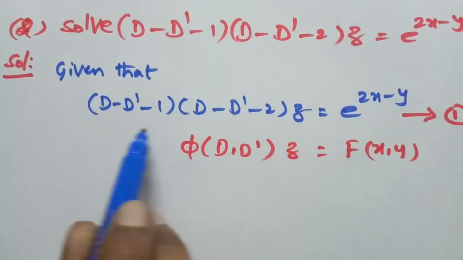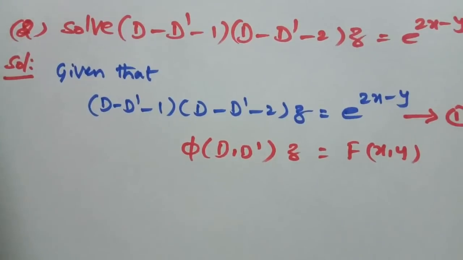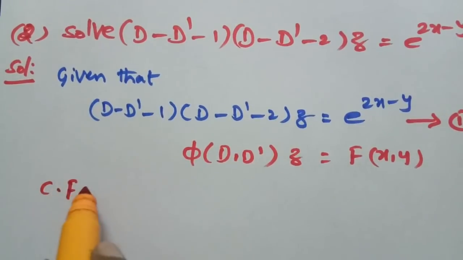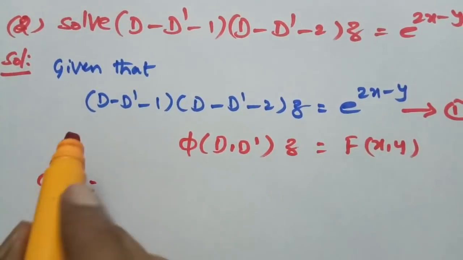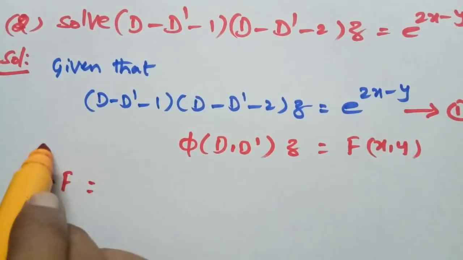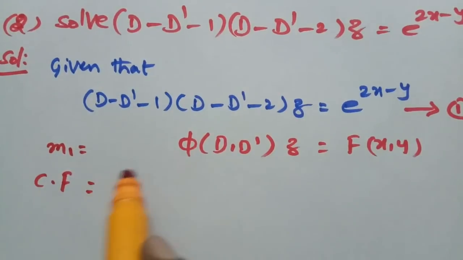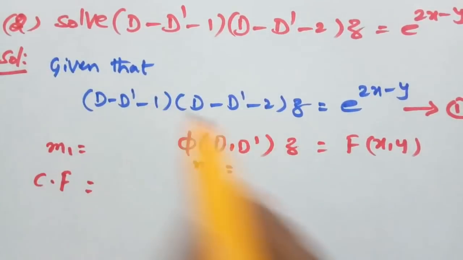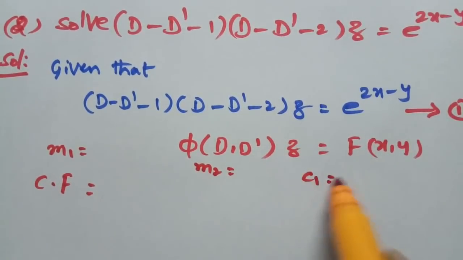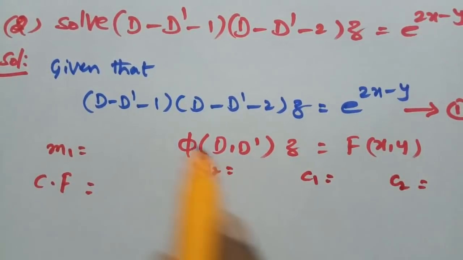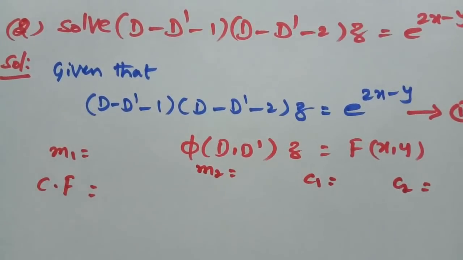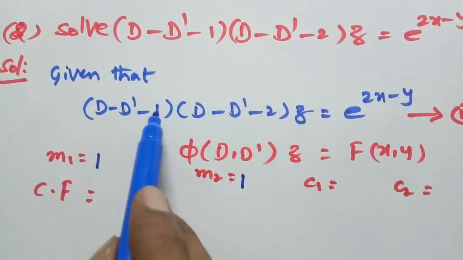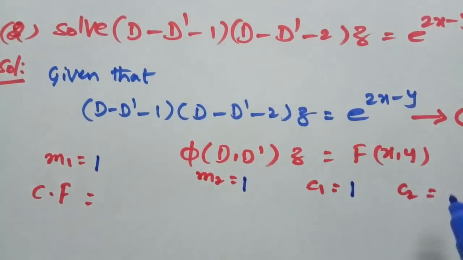Therefore we can write the complementary function. Therefore the complementary function of equation 1 is CF is equal to, here what is m1? m1 is equal to 1 and m2 is equal to 1. c1 is equal to 1, c2 is equal to 2. Therefore here what is m1? 1. What is m2? 1. What is c1? 1. What is c2? 2.